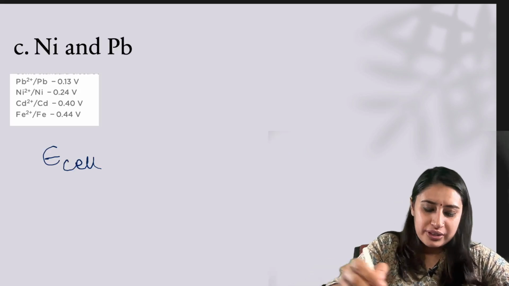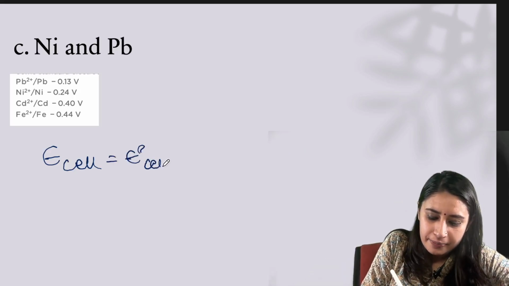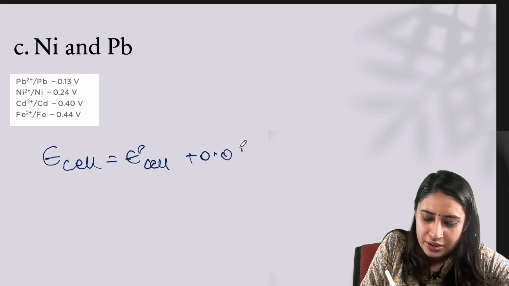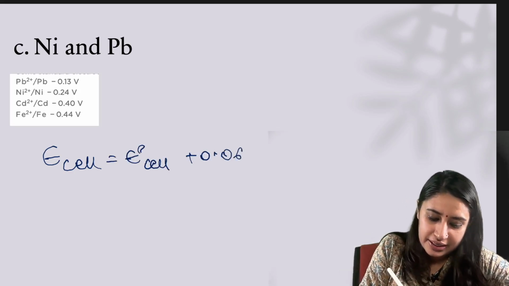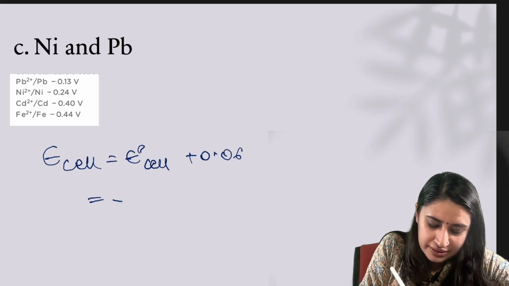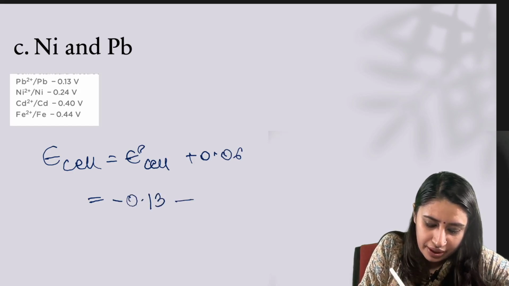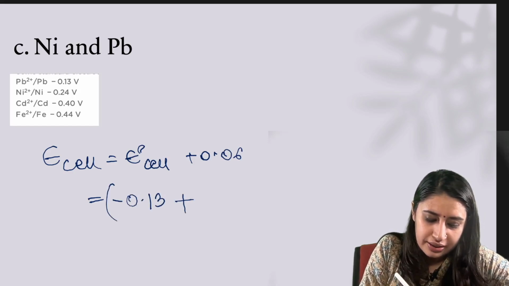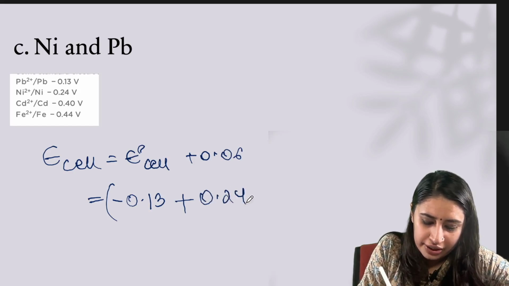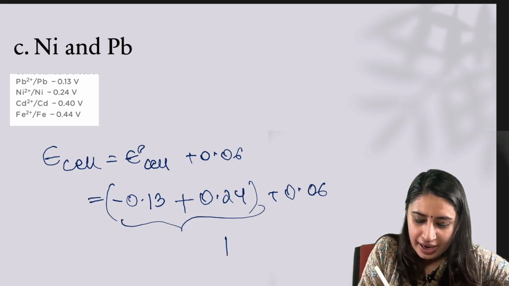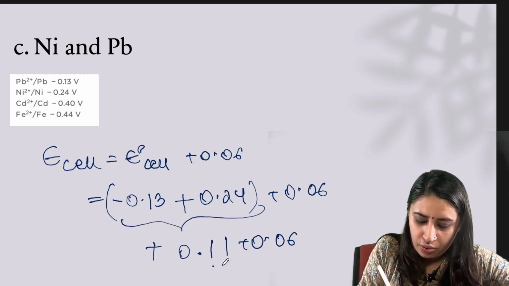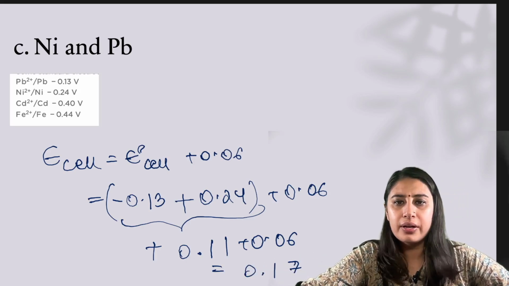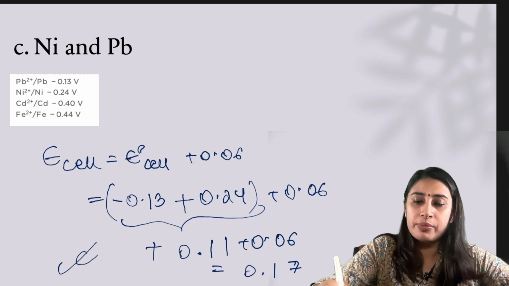Okay, option C, E cell will be equal to E naught cell plus 0.06. Let's do it once again. E naught cell for lead is given to us as minus 0.13. And then minus plus nickel, it is plus 0.24. Clearly, the value will be positive. This value is going to be positive. Exactly 0.11 plus 0.06. So you get 0.17. Correct? So again, C is also going to be your answer.